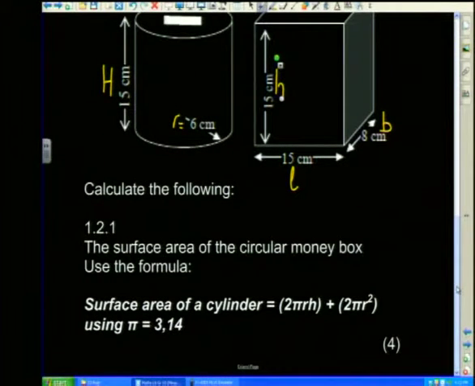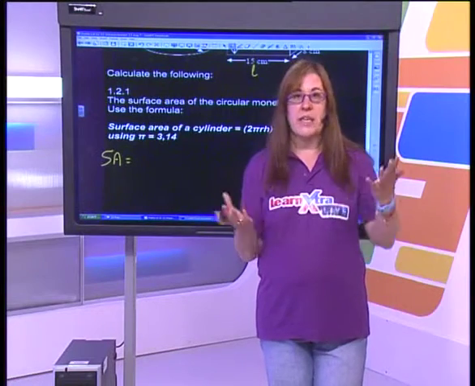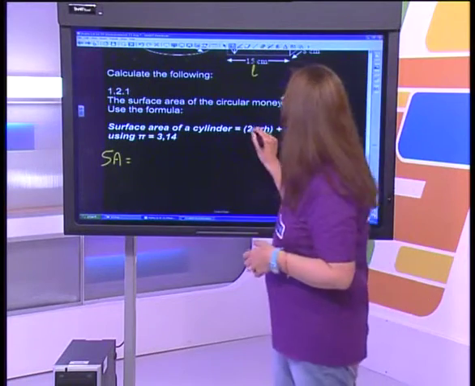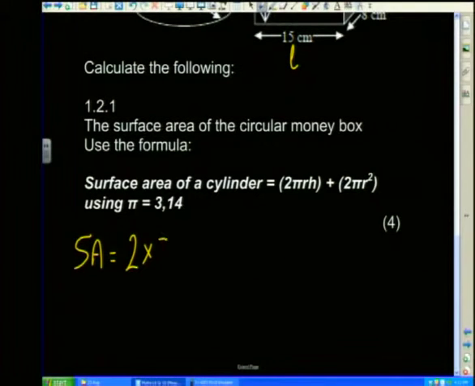Right, the surface area of the cylindrical money box, we use the formula, and they've given us the formula. So we need to calculate the surface area. So we're going to say our surface area is equal to, and you can get into the habit of actually writing out the formula. I'm not going to do it right now, but it is good practice. So we've got 2 times pi, and remember pi is 3,14. They're going to ask you to use pi as 3,14.